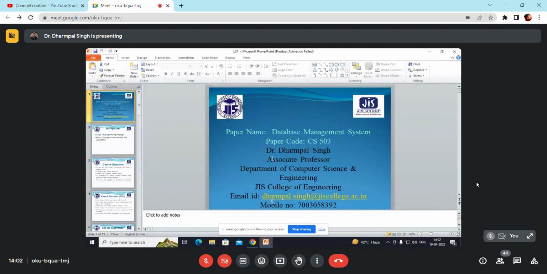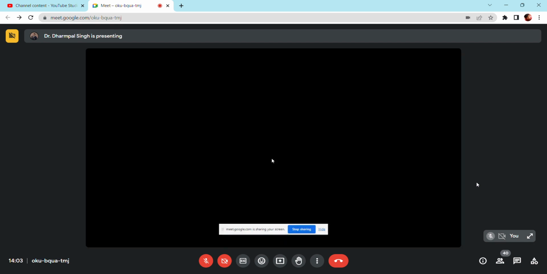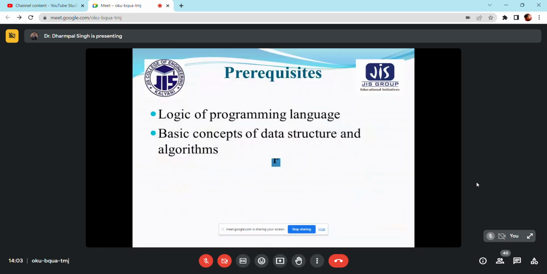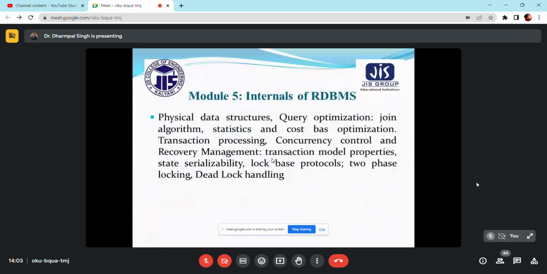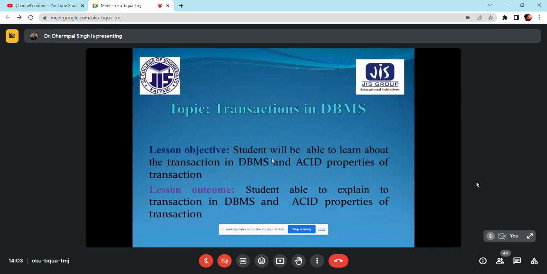Yes, sir. Okay. So in this class we are going to learn about the transaction. You can see that today's topic is transaction in the DBMS. So what is the lesson objective today? Students will be able to learn about the transaction in DBMS and the ACID properties of the transaction. And lesson outcome means at the end of this lesson, students are able to explain the transaction in DBMS and the ACID properties of the transaction.